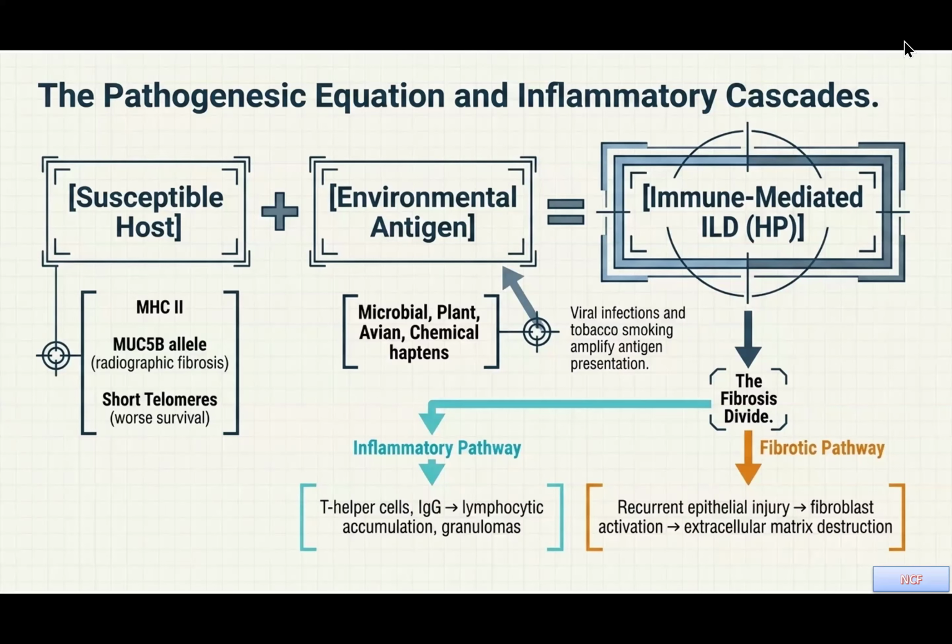So when these susceptible hosts meet the environmental antigen, they can either enter into an inflammatory pathway through the T helper cells, IgG, which leads to lymphocytic accumulation and granulomas, and these cause the non-fibrotic HP, or if there is recurrent epithelial injury, fibroblast activation, and extracellular matrix excision, they can lead into the fibrotic HP pathway.